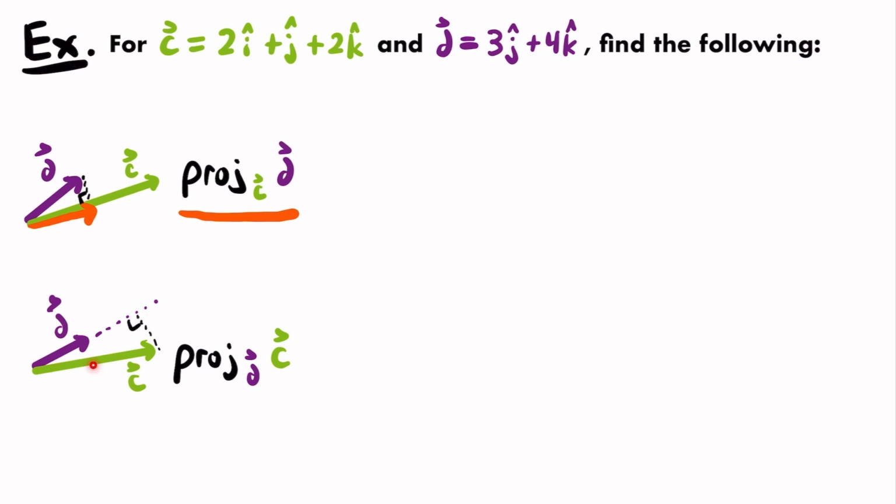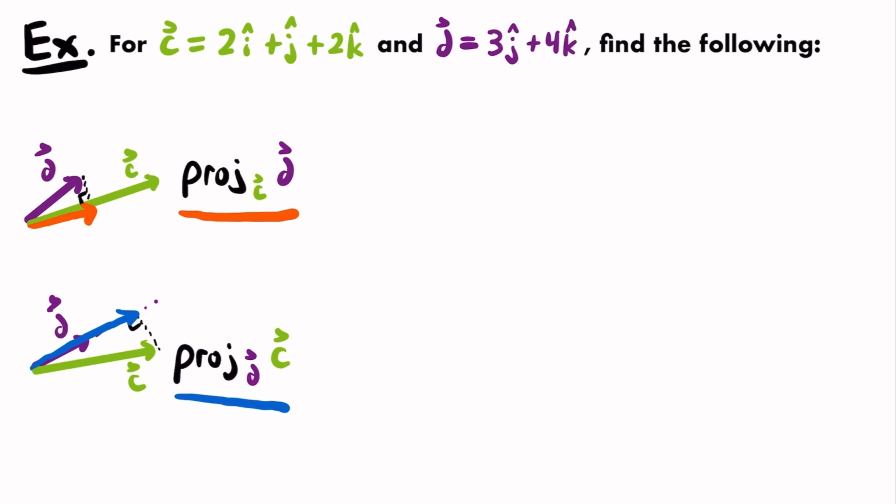So the projection of vector c onto vector d would be represented by this vector. All right, that is the vector we are trying to find. It's a vector that's longer than vector d, but that doesn't matter. It is the projection of vector c onto vector d. Okay, so those are the two vectors that we are trying to find in each of these cases.